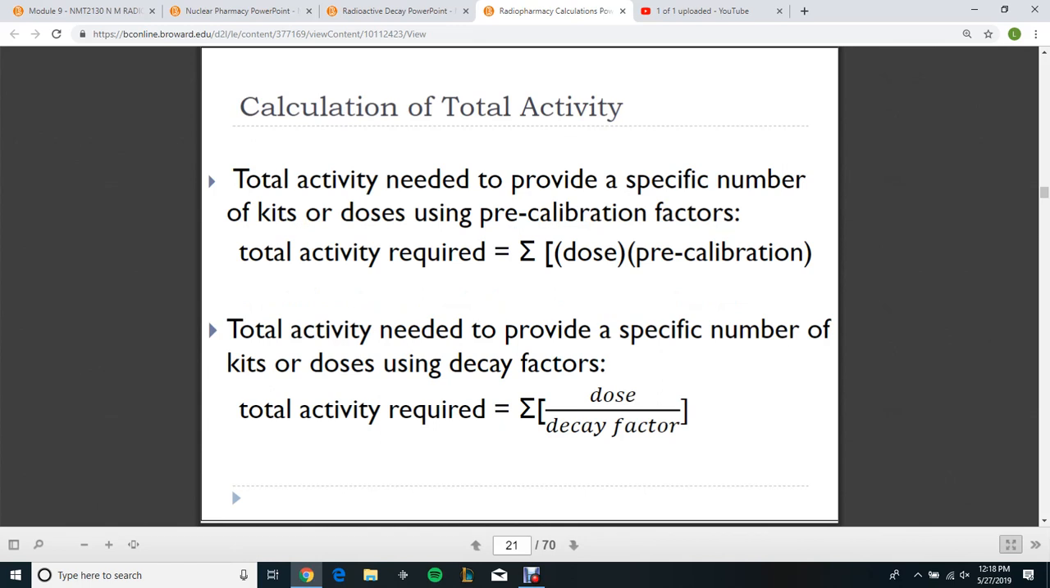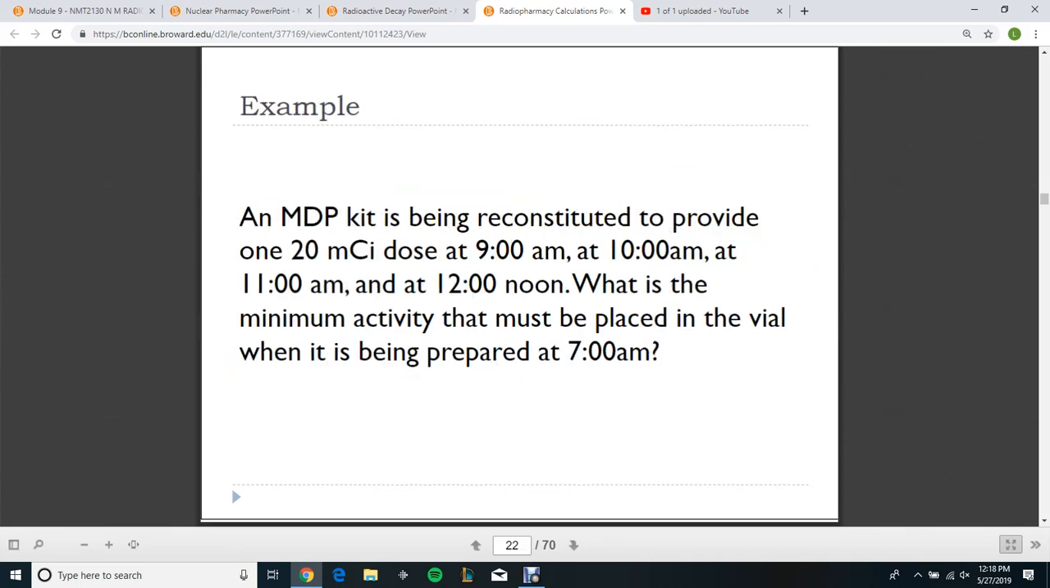Total activity needed to provide a specific number of kits or doses using pre-calibration factors: the total activity required is equal to the sum of the doses times the pre-calibration factors. The activity needed to provide a specific number of kits or doses using decay factors: the total activity required is the sum of the doses divided by the decay factors.